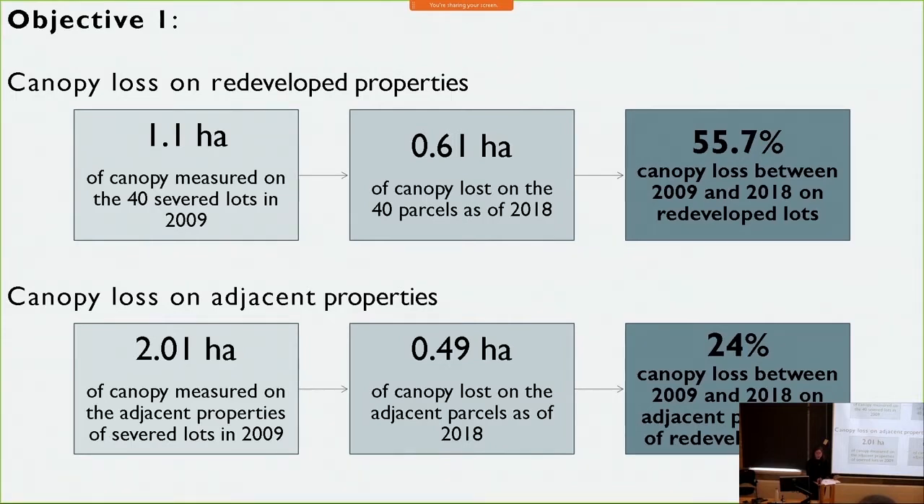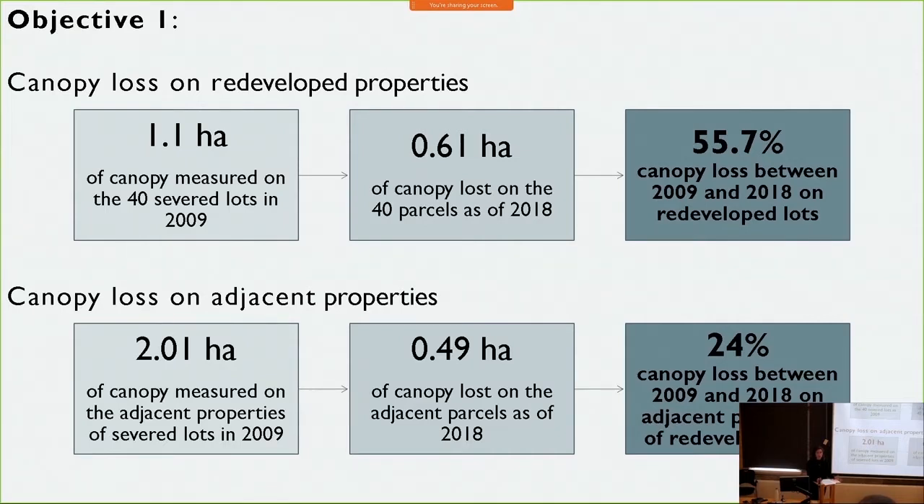I also wanted to digitize the canopy on adjacent properties because often we'll find that neighboring lots are also affected by this construction. Based on the 2009 data, I saw that there was just over 2 hectares on the adjacent properties.